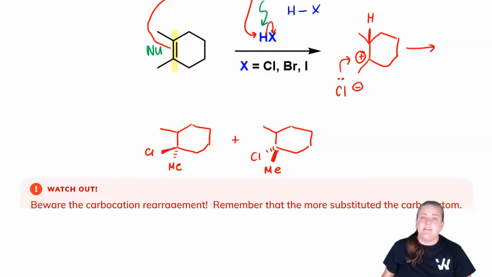Now at this point, we need to ask ourselves the question, well, does this actually matter? Is this a chiral molecule? And the answer is yes, which means we need to draw both products because this is indeed chiral.